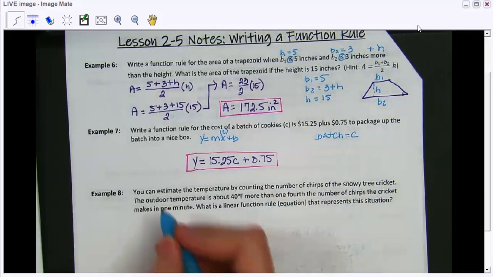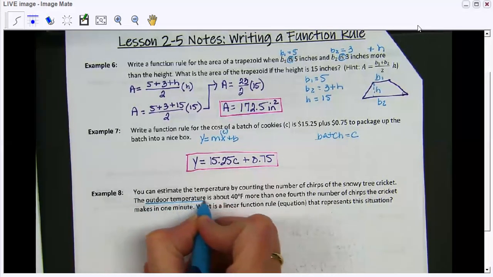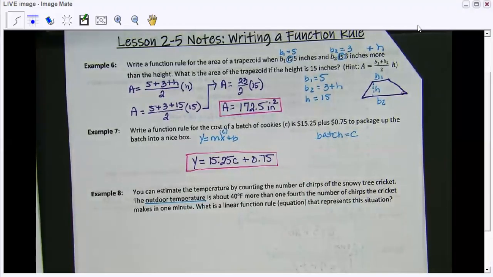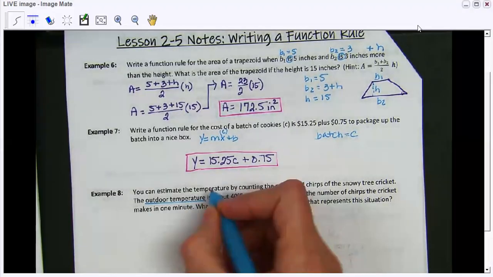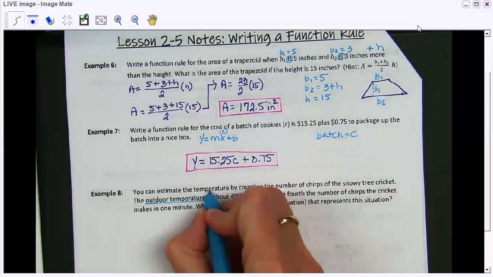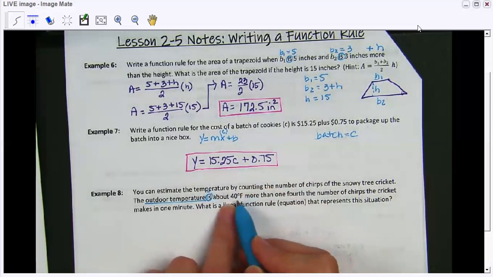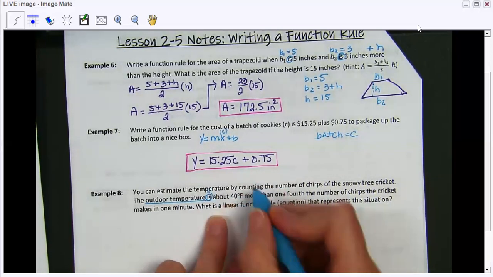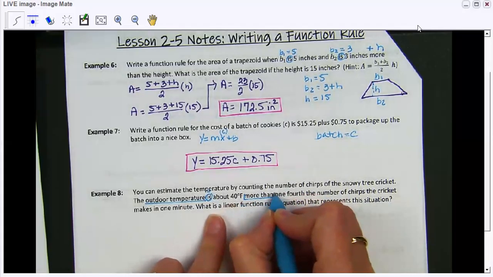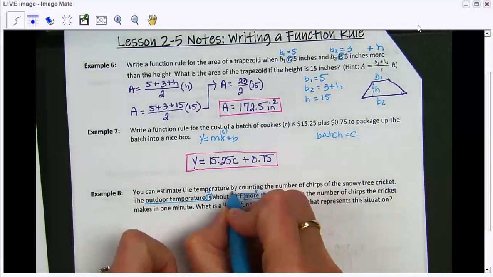All right, so we have the outdoor temperature is about, so is means equals, 40 degrees Fahrenheit more than, so more than tells me that I'm going to add, and I'm going to put my 40 up here.